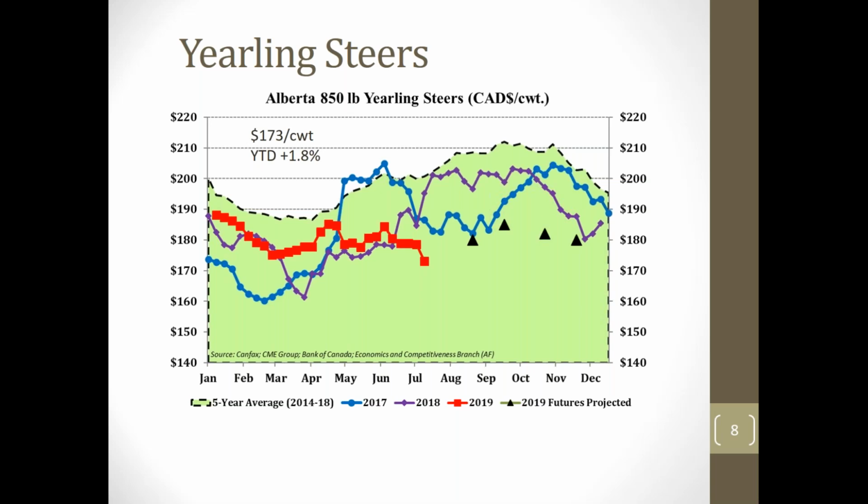Over the last 6 weeks, we've seen that basis levels, as I talked about, were quite strong. Now they've come back in line, hovering around that 0 mark. So we're still a bit stronger than the 5-year average on the yearling basis, but they have come back down, which has also pulled that price back down.